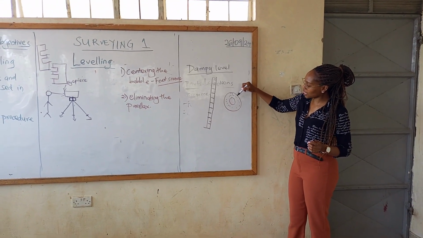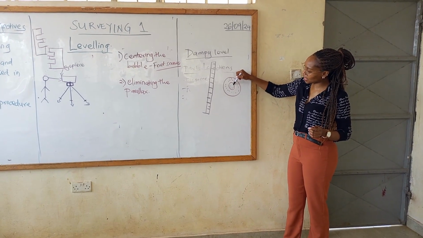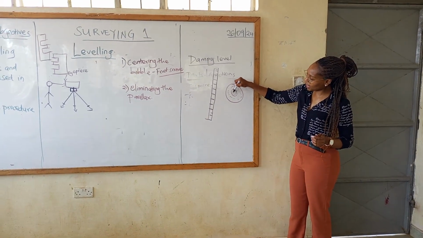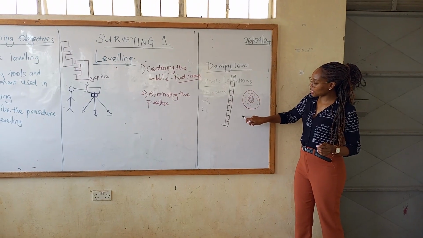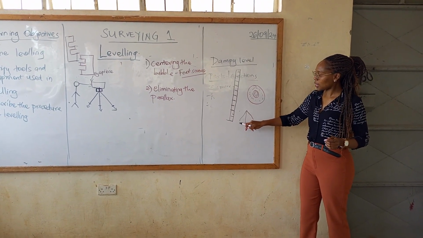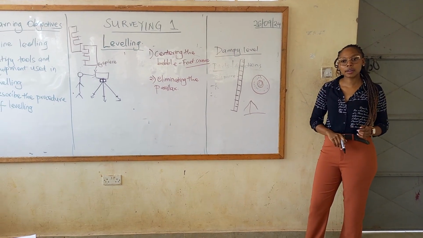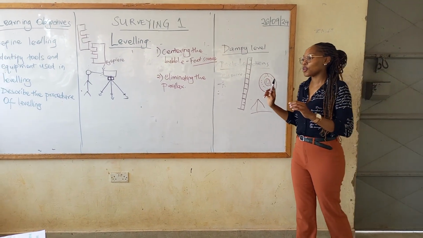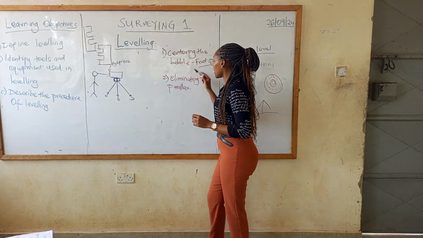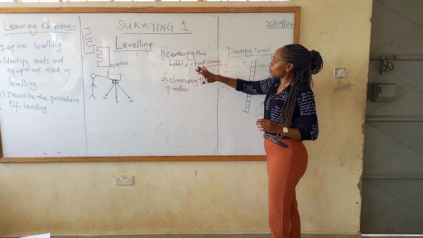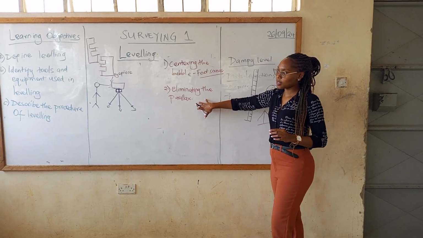So when we want to center the bubble, it should come in the middle. And when it comes to the middle, it means that our tripod stands on a level ground. So that's the easiest way of ensuring that it is on a level ground. Then after we have centered the bubble, we eliminate the parallax.